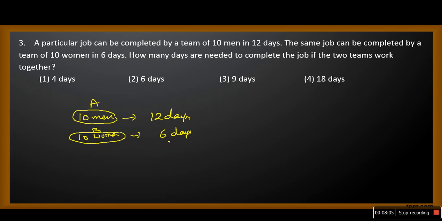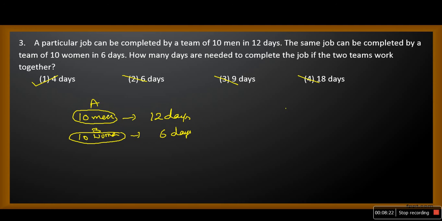Go through the options. Which option has less than 6 days? So option 2 can be ruled out because the answer will be less than 6 days. This is ruled out, this is ruled out. The answer is simply option 1. This is by the logical method. Okay, let us see the process.